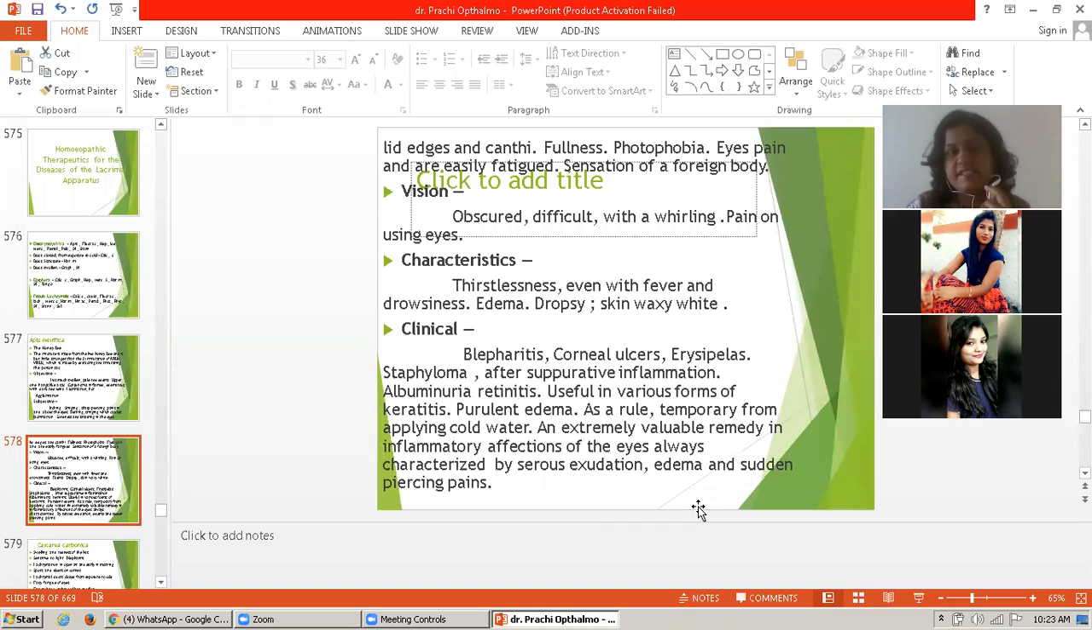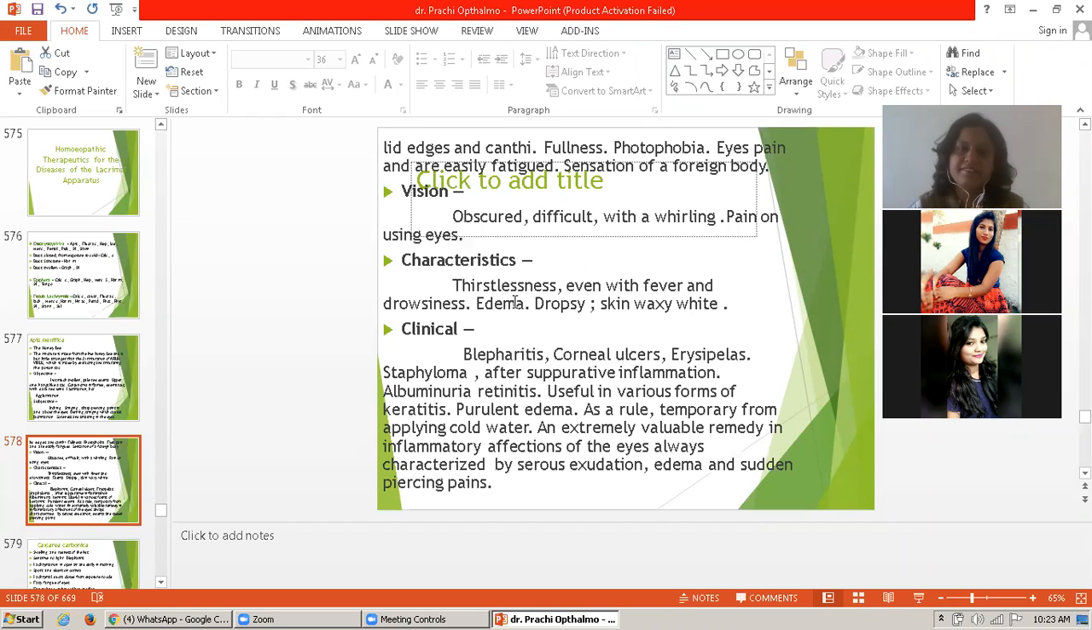The lid edges and canthi are swollen with fullness, photophobia, the eyes are easily fatigued, and there is a sensation of a foreign body. Vision is obscured and difficult with whirling, and there is pain on using the eyes. So when he opens the eyes there is pain.